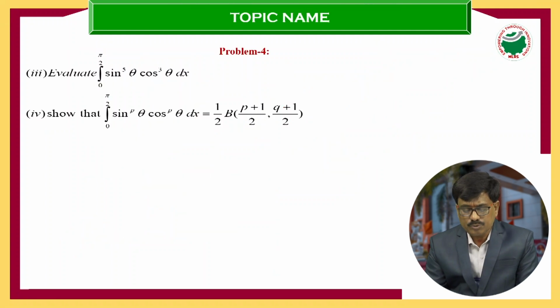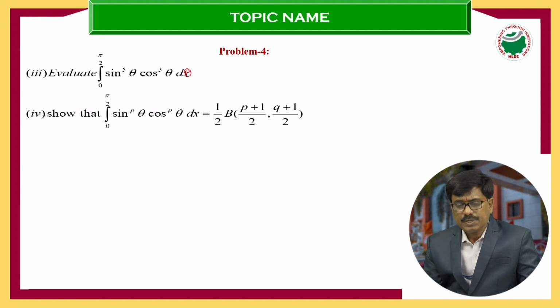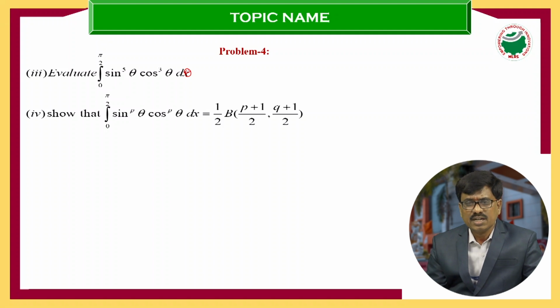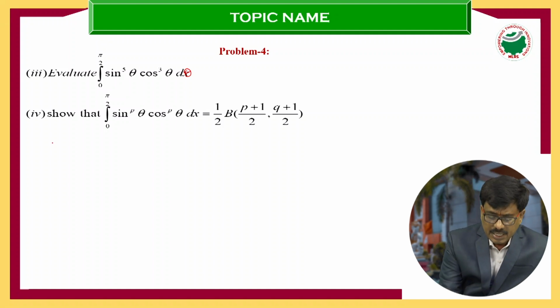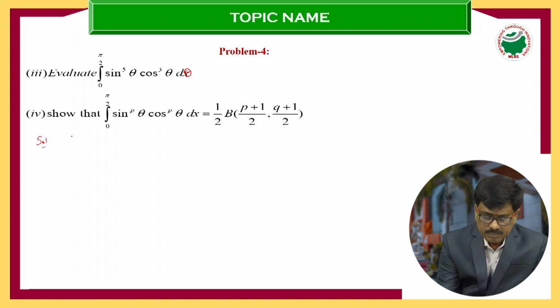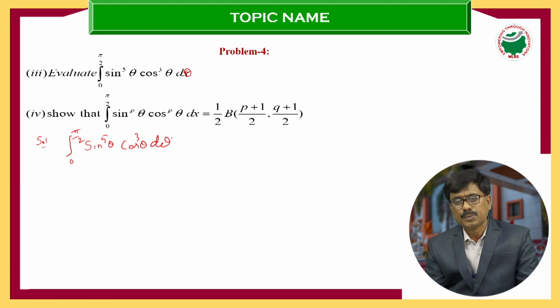Further, I am extending one more property of the beta function. Okay, so problem number 3: evaluate integral 0 to pi by 2 sine power 5 theta into cos power 3 theta into d theta. For this, we need to express this value in terms of beta and gamma functions. This is a beta function in terms of trigonometric values. Let me write the given problem: integral 0 to pi by 2 sine power 5 theta into cos power 3 theta into d theta.